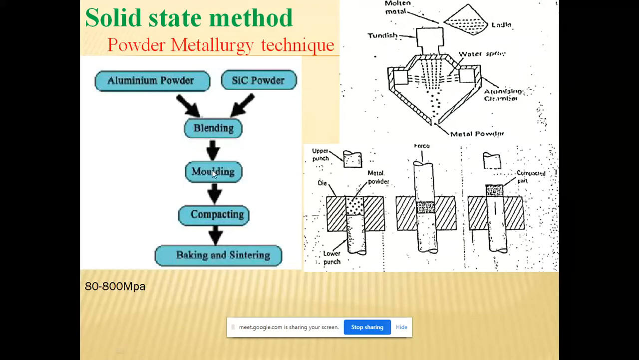Then molding. We need to prepare a mold. This was the mold, and this was the diameter. We are supposed to have a diameter of this size. Then the mixed powder you place in a mold cavity. After that, we need to go for compacting. Compacting is nothing but pressing, or applying pressure.